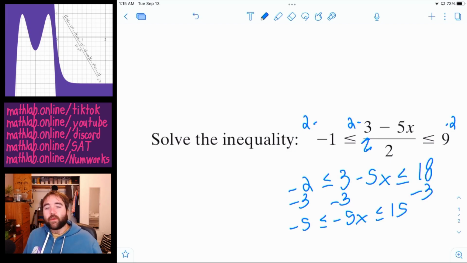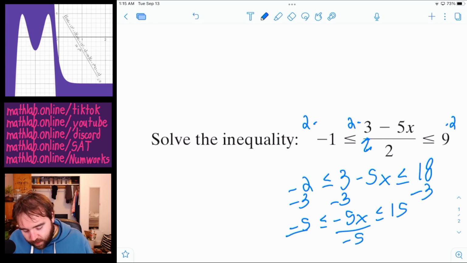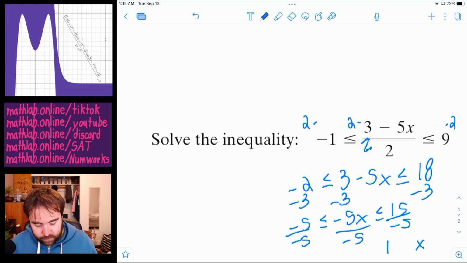And then what's the last thing? We got to divide by a negative 5. But you got to remember what happens when you divide by a negative. Because look what we got. We got 1, and then x, and then negative 3.